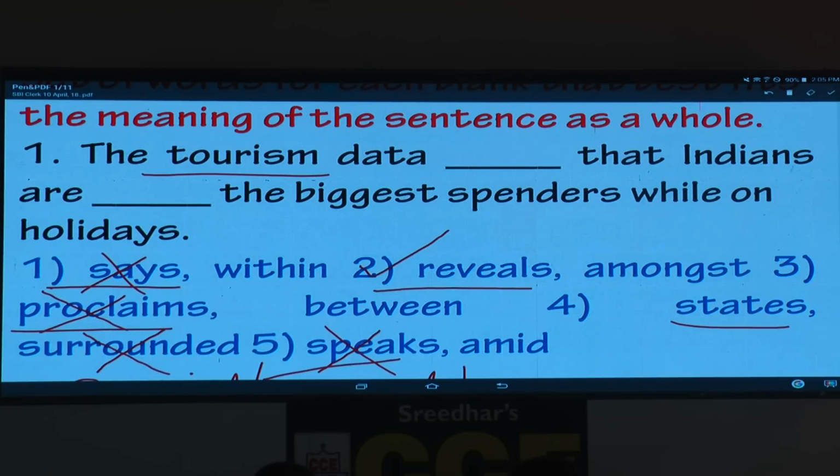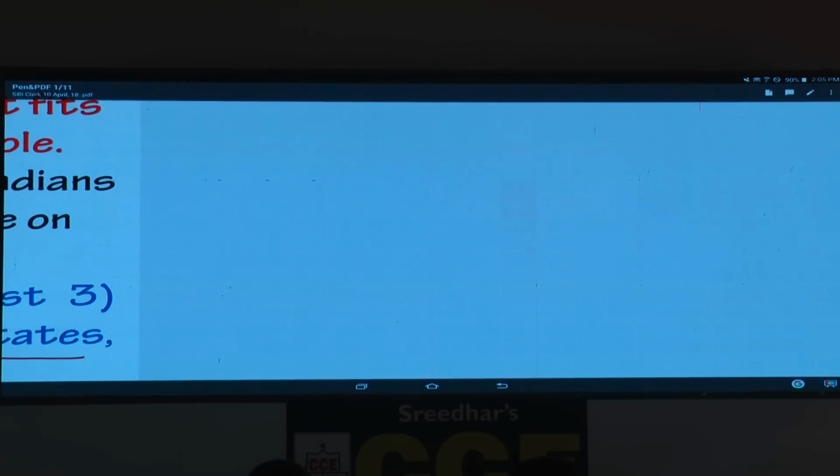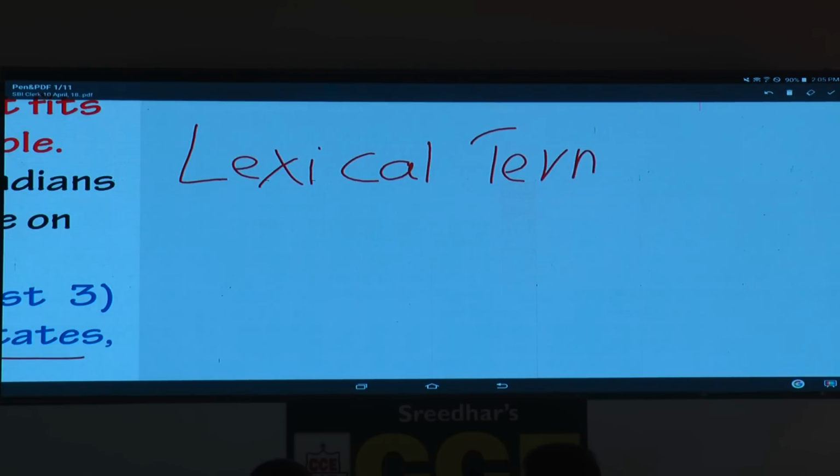And the second aspect, related to tourism, how many words do you know? When you ask yourself the question, any important topic, we have what we call lexical terms. What are those called? Lexical terms means related words related to the topic. So here the topic, let us say tourism. Do you know the word? This word is in the limelight.